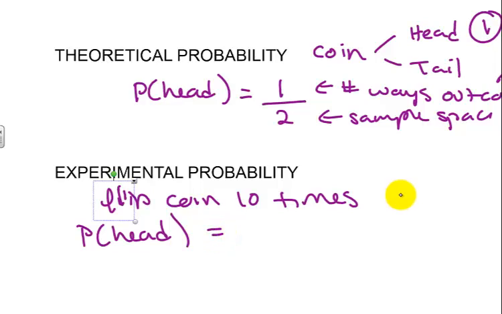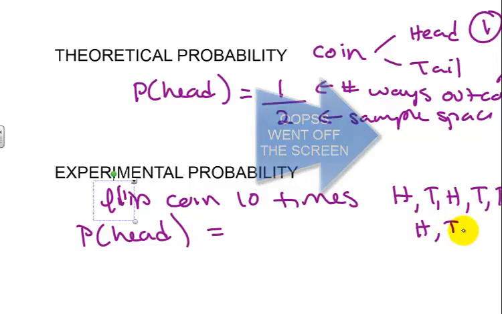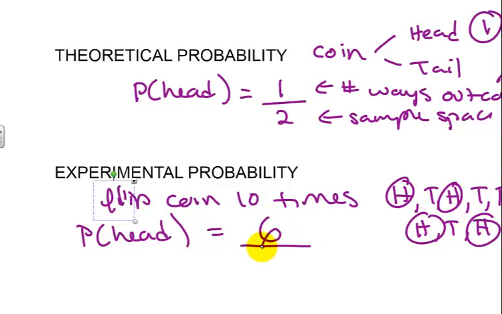So let's just say, for example, we get a head, a tail, a head, a tail, a tail, a head, a head, a head, 1, 2, 3, 4, 5, 6, 7, 8, 9, 10. So we're actually doing the experiment here. So how many different heads did we get? 1, 2, 3, 4, 5, 6, out of a total of 10 attempts.